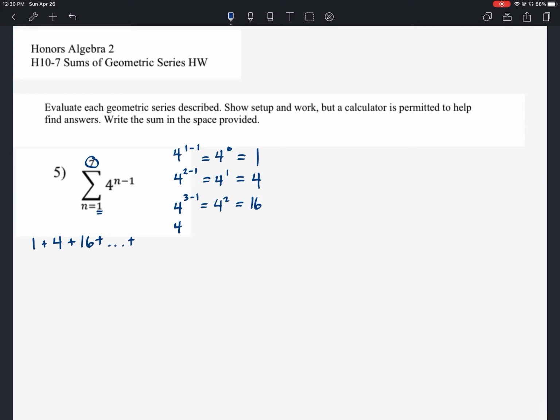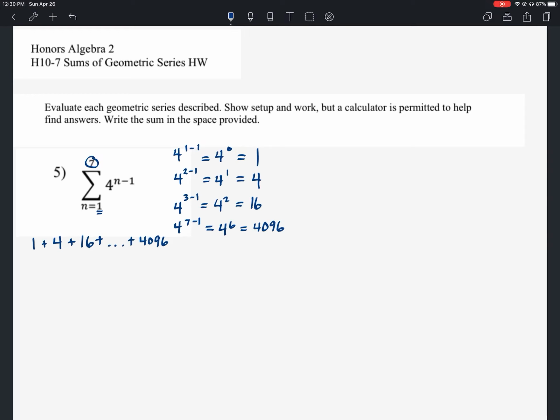So we would say 4 to the 7 minus first power. It's going to be like 4 to the 6th. And 4 to the 6th power should be, I think, 4,096. Right, so that's the last term in the series.